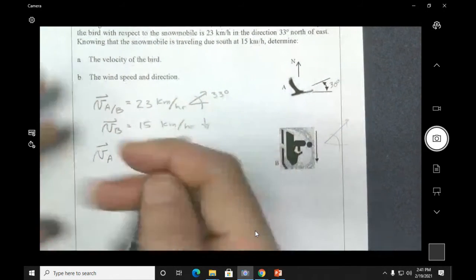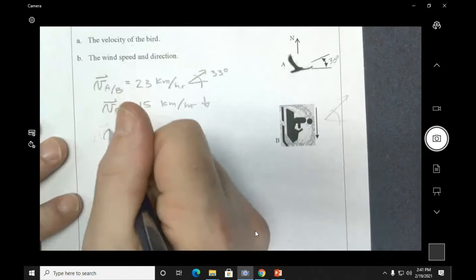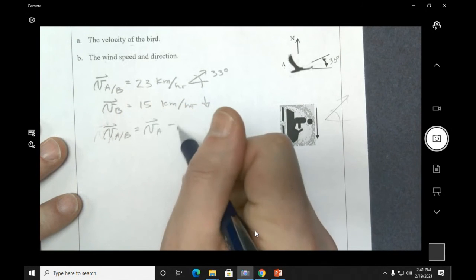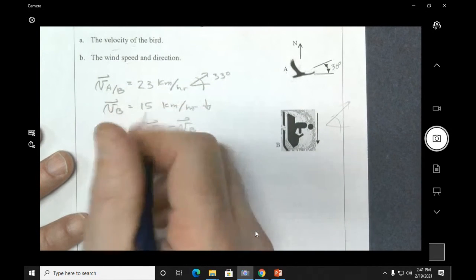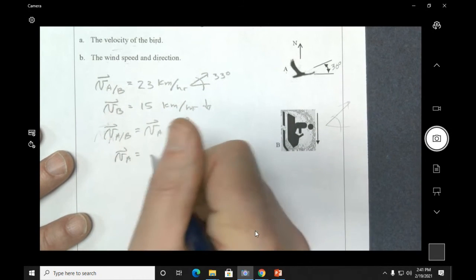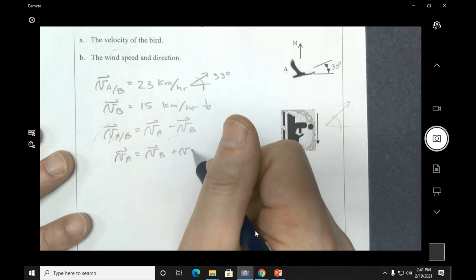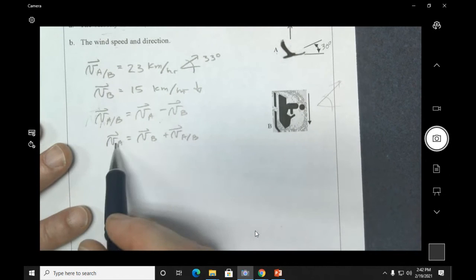Well, I think sometimes it's easier for me to write this out instead of trying to play around with them. Say the velocity of A with respect to B is equal to the velocity of A minus the velocity of B. So we want to get the velocity of A. We're asking for the velocity of the bird. So the velocity of A is equal to the velocity of B plus the velocity of, wait, did I write this wrong? I think I already wrote it, right? Yes, okay, we're okay. Second guessing myself, that's fine.